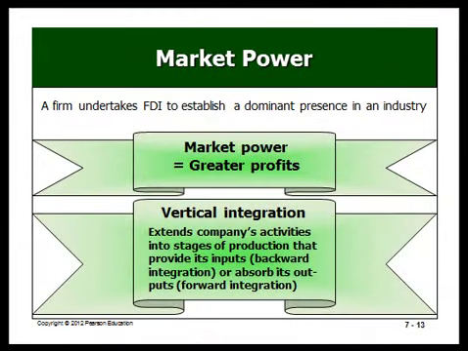Market power theory. The market power theory states that a firm tries to establish a dominant market presence in an industry by undertaking foreign direct investment. The benefit of market power is greater profit because the firm is better able to dictate the cost of its input or the price of its output. Companies can gain market power through vertical integration, which is the extension of activities into production that provide a firm's inputs, backward integration, or absorb its output, forward integration.